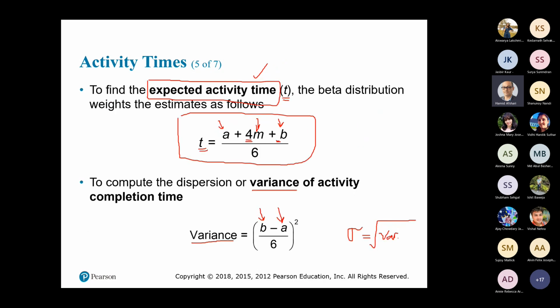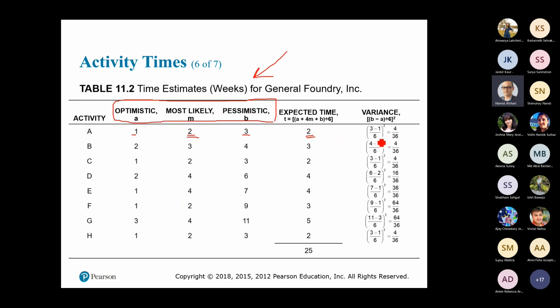Also, I know the formula for variance is b minus a divided by 6. So 3 minus 1 divided by 6 squared. So it will be 4 divided by 36. The same for other activities. So I am able to calculate the completion time or expected time of each activity. So a question, if I use PERT method, how long would it take that I do all of these activities?